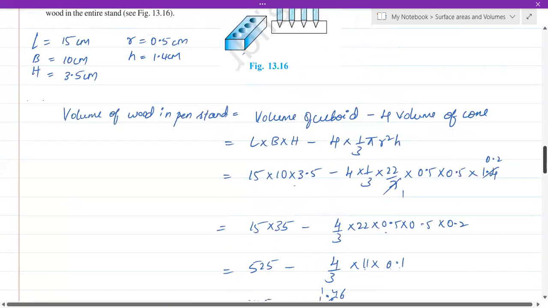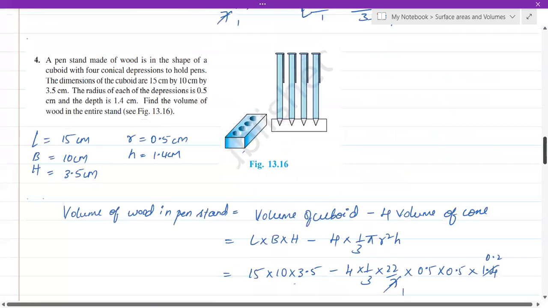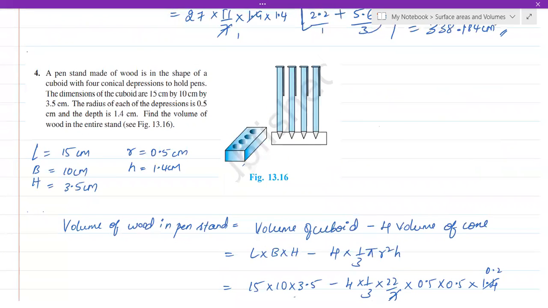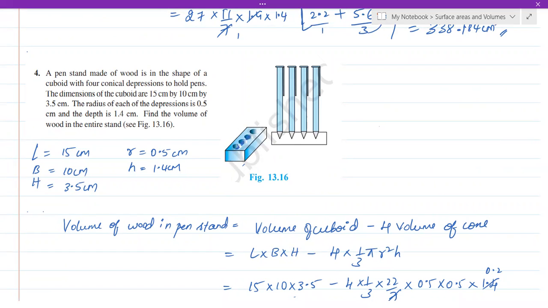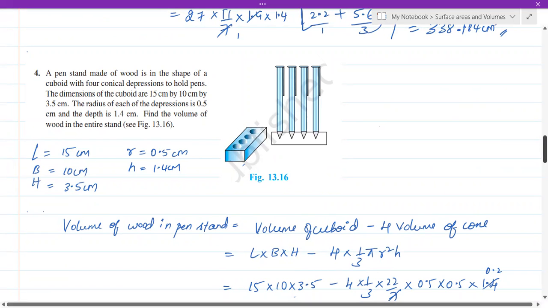So again, this is a very, very simple one. What we did was we found the volume of the cuboid, so we got the entire thing, but here we have 4 conical depressions where the wood is not there. In these conical depressions, we don't have any wood, so we must subtract it. So that's why we subtracted it.